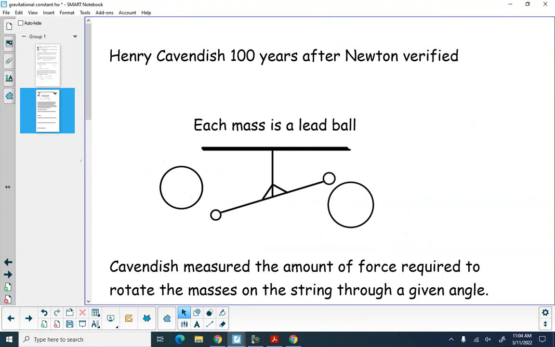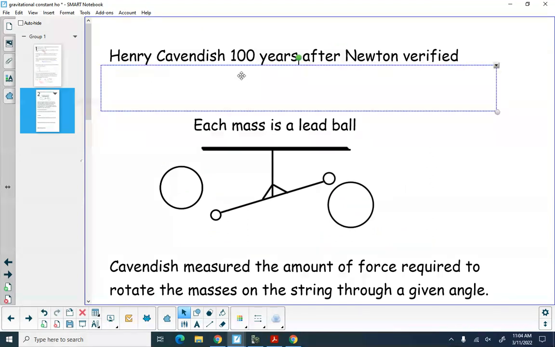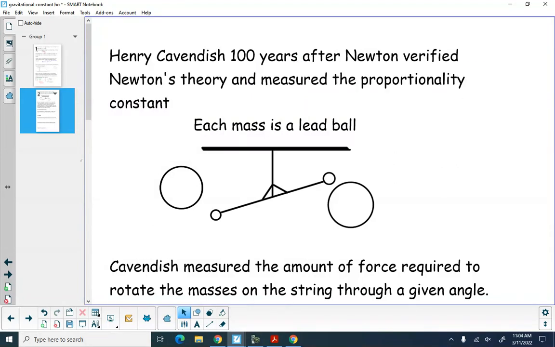So the next guy that came along was named Henry Cavendish. He came in 100 years after Sir Isaac Newton and verified Newton's theory and measured the proportionality constant. And how he did this is just ingenious.